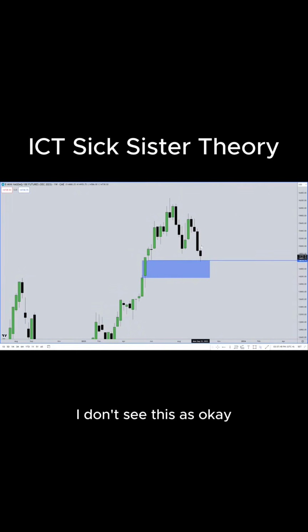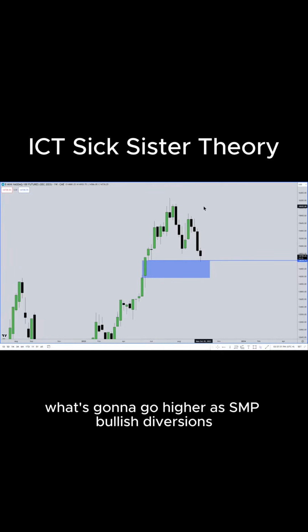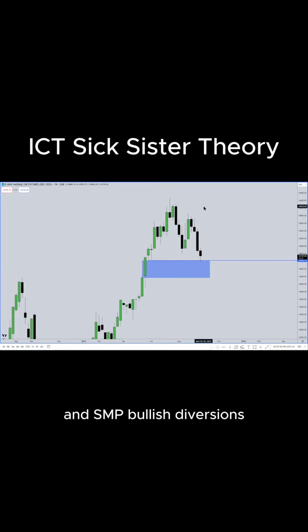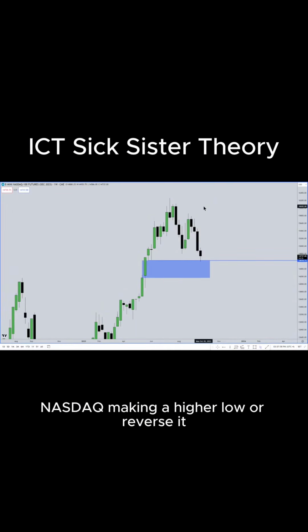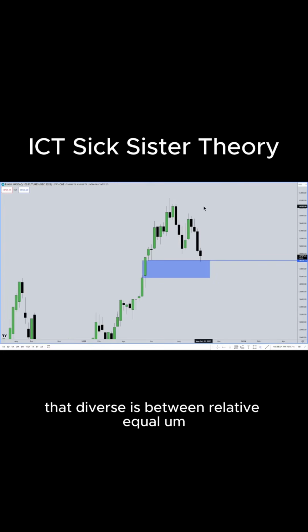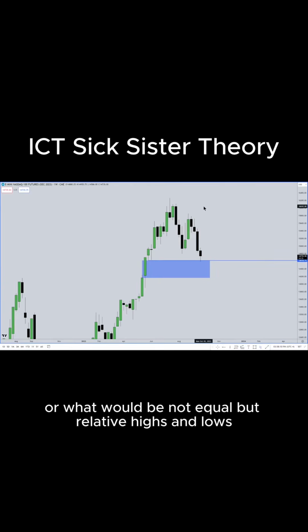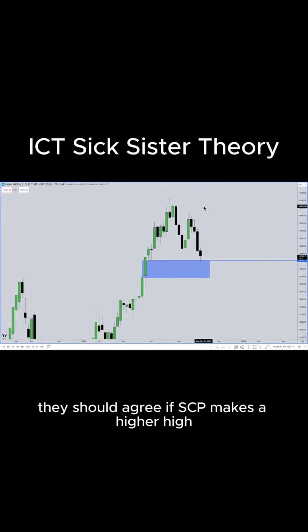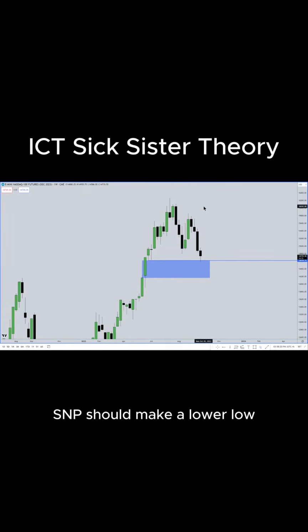I don't see this as, okay, what's going to go higher? That's S&P bullish divergence. An S&P bullish divergence would be S&P making a lower low, NASDAQ making a higher low, or reverse it: NASDAQ making a lower low and S&P making a higher low. That divergence between relative equal, or what would be not equal, but relative highs and lows, they should agree. If S&P makes a higher high, then NASDAQ should make a higher high. If NASDAQ makes a lower low, S&P should make a lower low.